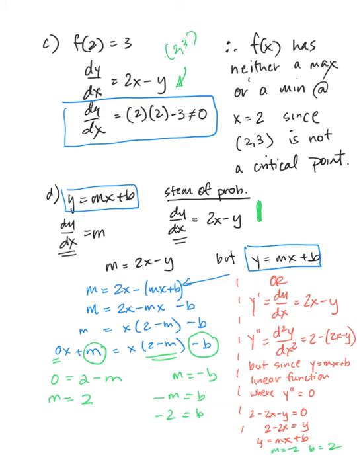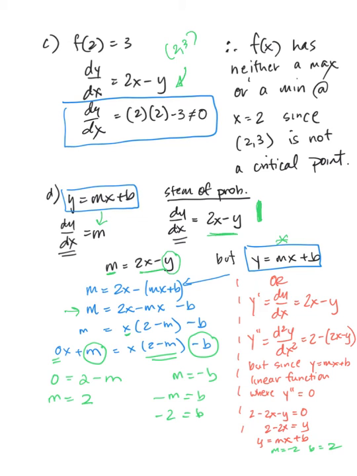So taking the derivative of that given solution, I get dy/dx is equal to m. But I also know from the stem of the problem that dy/dx is equal to 2x minus y. So I can set m equal to 2x minus y. But I also already know what y is. It was given to be mx plus b. So I put that in the equation, clean it up a little bit in the second line, and then I'm going to factor an x out of these first two terms on the right.